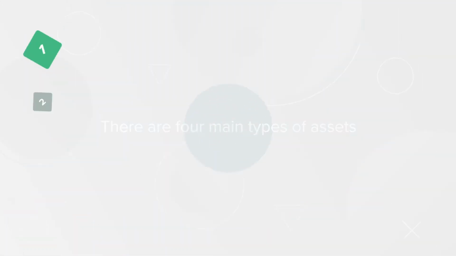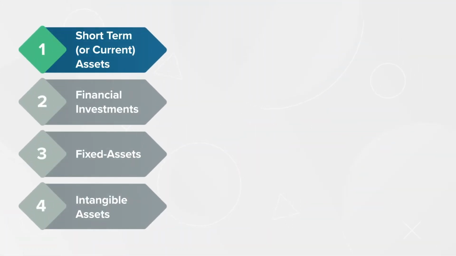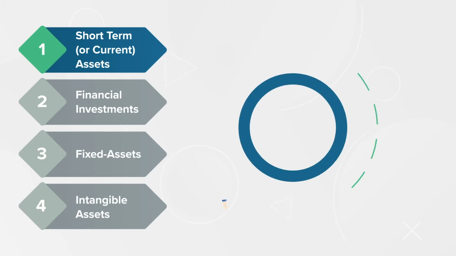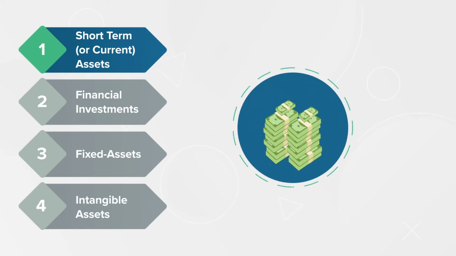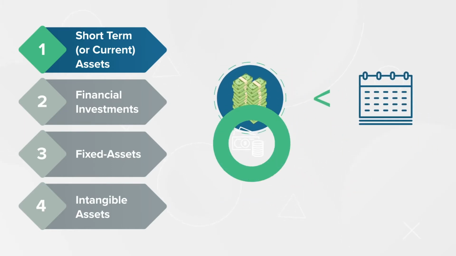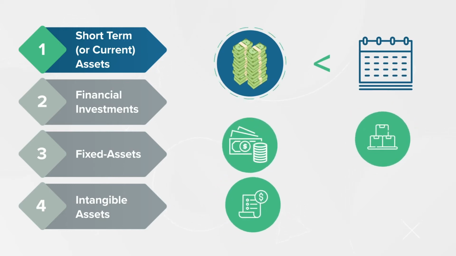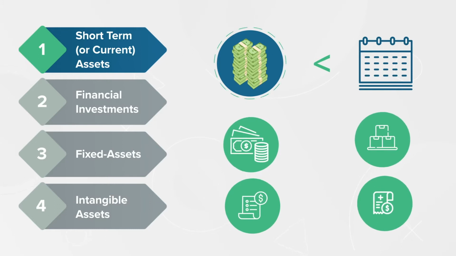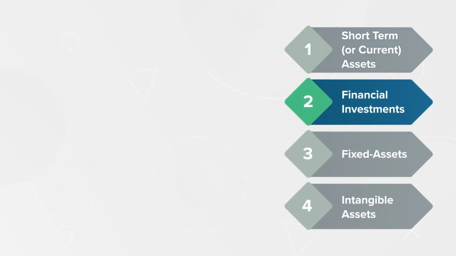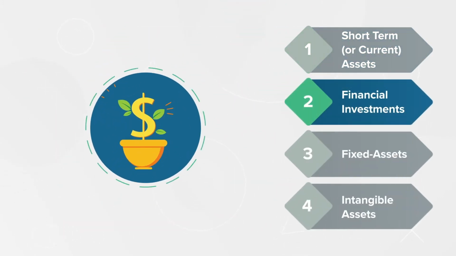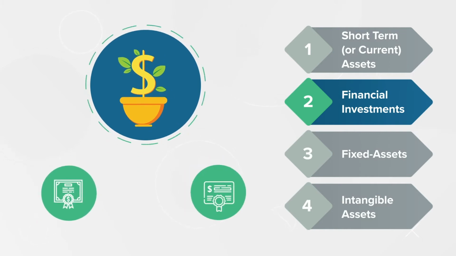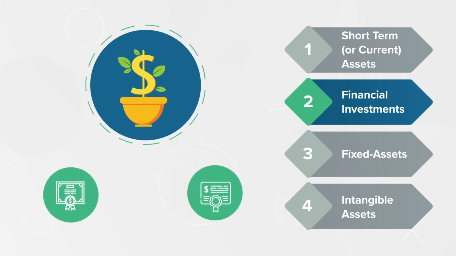The four categories are short-term or current assets. These are assets that a company expects to be able to convert into cash within 1 year. This includes cash and cash equivalents, inventory, accounts receivable, and some prepaid expenses. Financial investments. Investments in assets and securities, such as stocks and bonds, also count towards a company's assets.